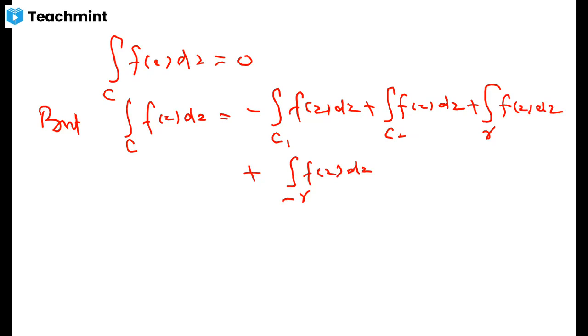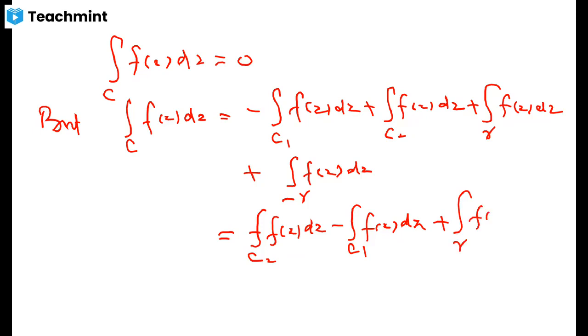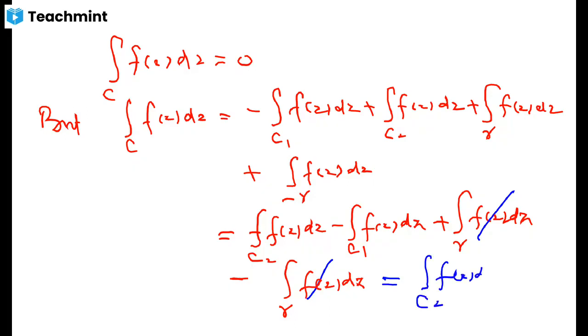And another part is the negative of f(z) dz. But minus of f(z) dz, you can write it as the integral over C2 of f(z) dz minus the integral over C1 of f(z) dz, and plus the integral over gamma of f(z) dz. And just note here that if you change the orientation, you have to take the sign minus here. It has to be minus the integral over gamma of f(z) dz. So these two terms cancel each other, and you are left with only the integral over C2 of f(z) dz minus the integral over C1 of f(z) dz.